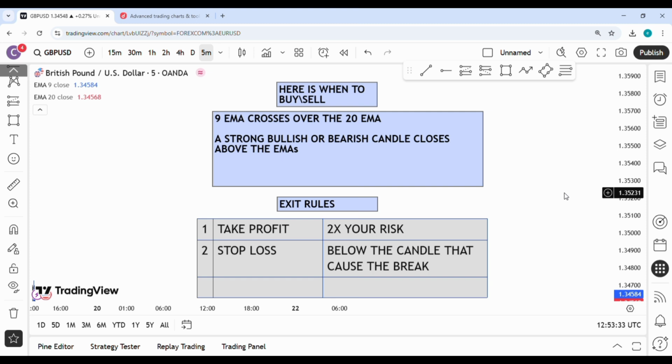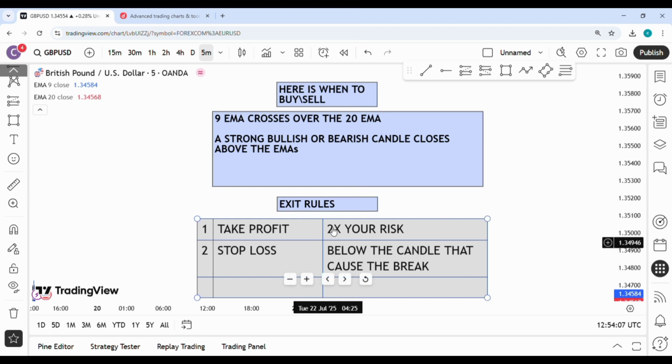Then our exit plan is our take profit is ×2 your risk, which means to determine your take profit, you need your stop loss. Your stop loss should be below the candlestick that causes that particular break. That is where your stop loss should be. And then your take profit should be ×2 of that particular ratio. If you are risking 20 pips, then your take profit should be at least 40 pips. If you are risking 30 pips, then your take profit will be 60 pips, and so on and so forth. Now this is our entry and our exit model.